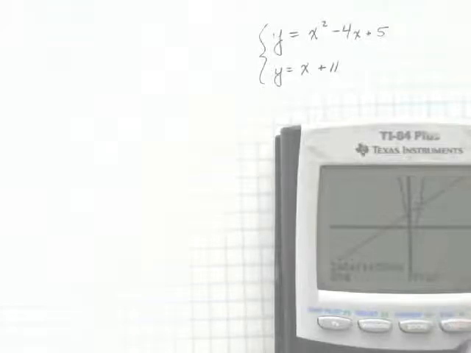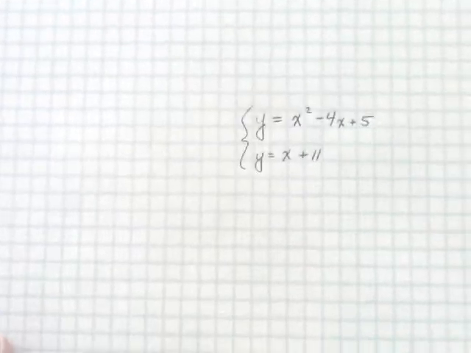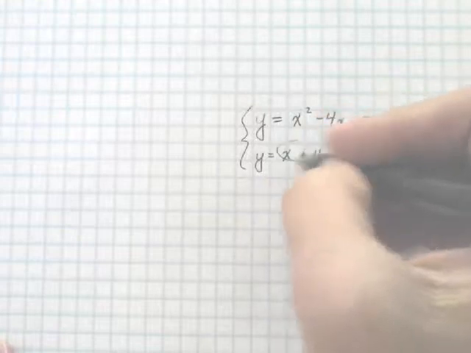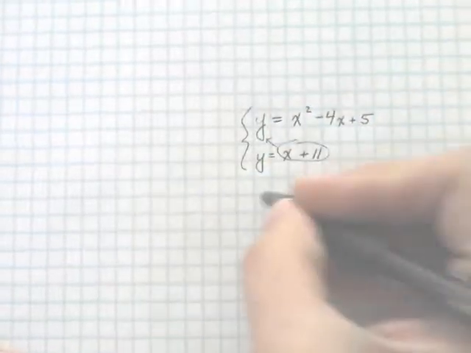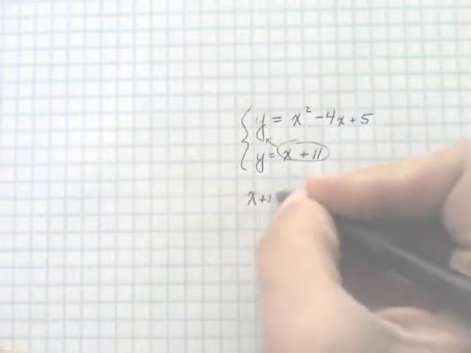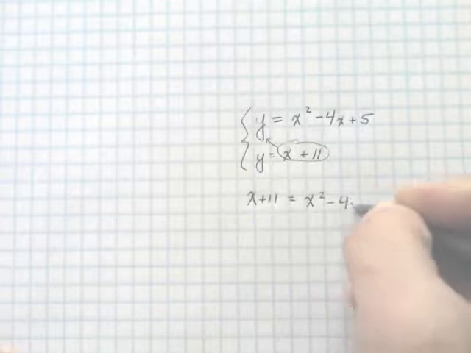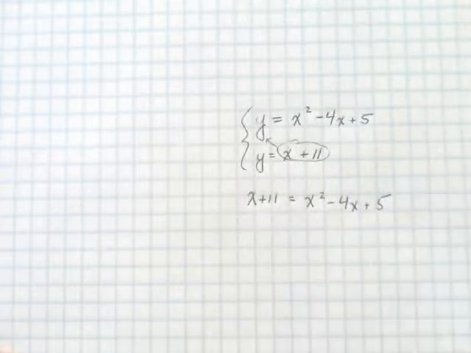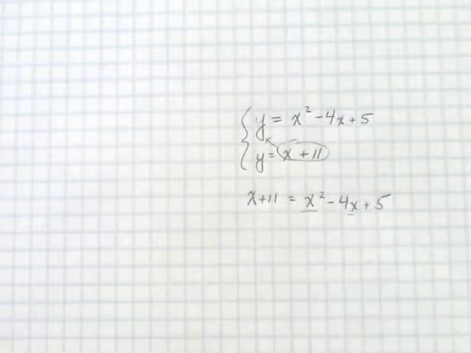But I want to try to find those points by hand. So this is a system of equations, so I can obviously substitute. I can take one expression and plug it into the other equation for y. So in other words, x plus 11 equals x squared minus 4x plus 5. I'm looking at this equation carefully. I notice the x squared. I'm also noticing some x's.